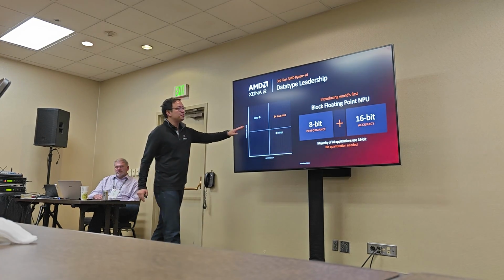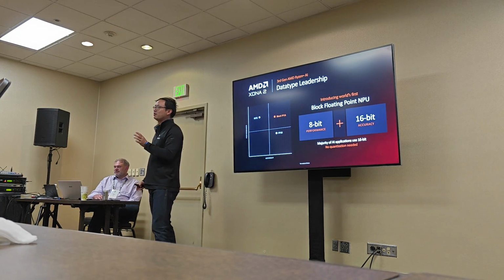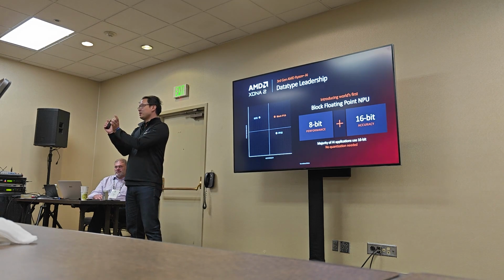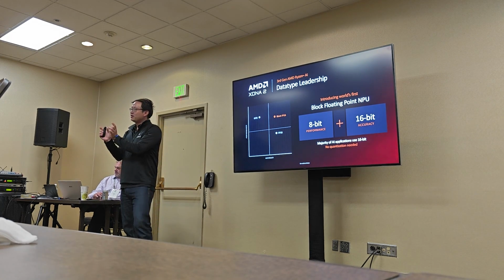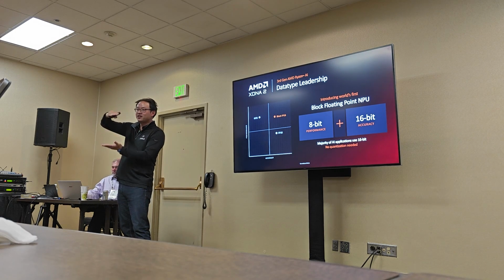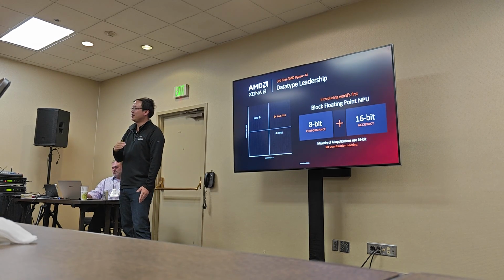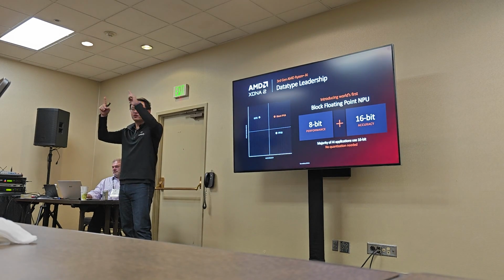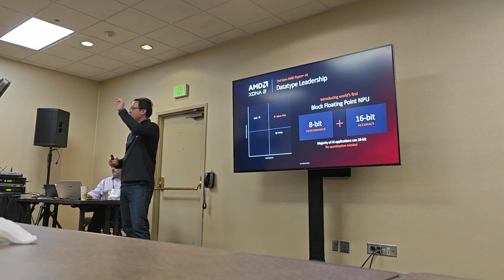Now, block FP16 sounds like magic, but the concept is very simple. If you're familiar with a 16-bit data type, there are two components, right? There's an 8-bit mantissa and an 8-bit exponent. What we saw is, in the AI space, a lot of adjacent numbers are similar. They share the same kind of exponent. So it's overkill to have an exponent for every number. So we basically group them together. In this case, we group every 8 numbers with the same exponent.